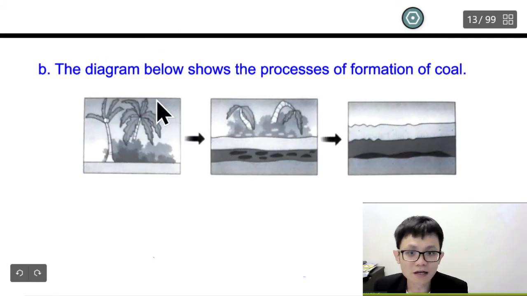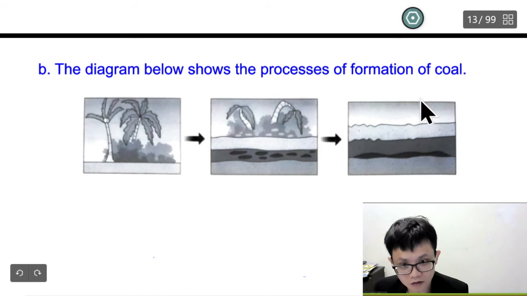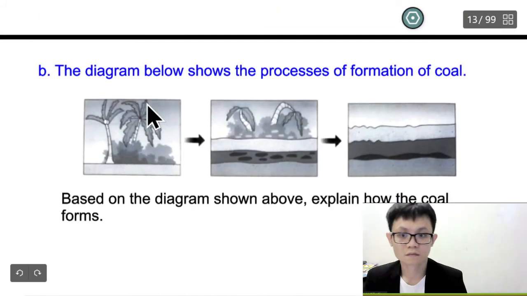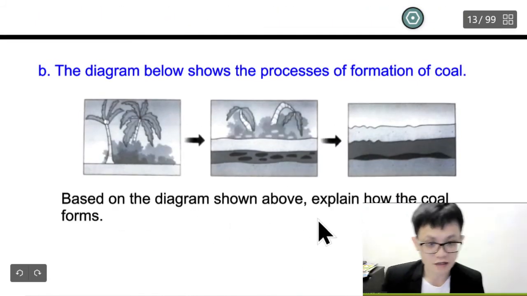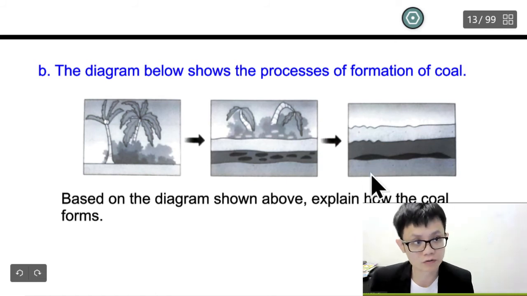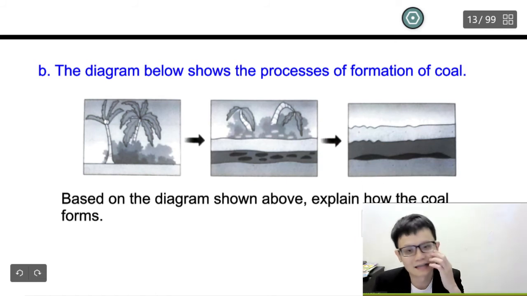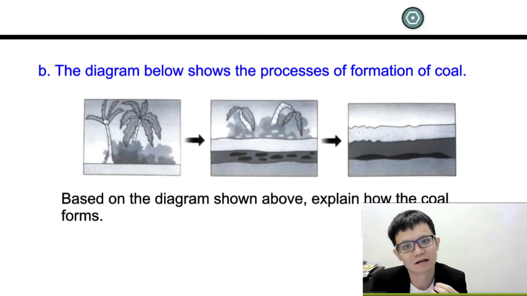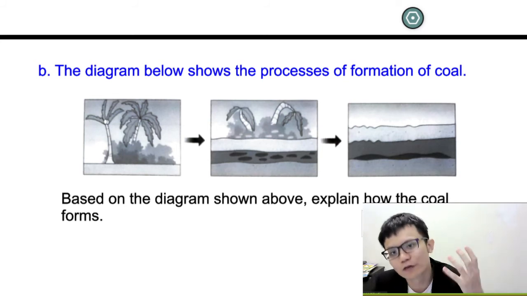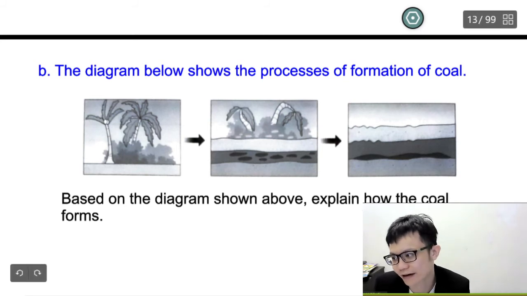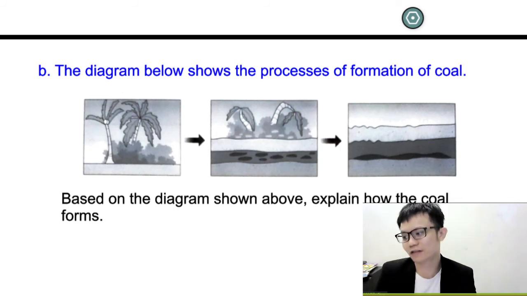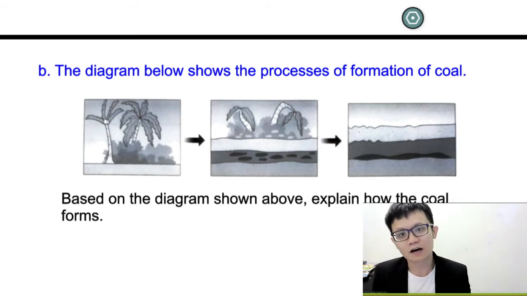The diagram below shows the process of formation of coal. Correct or not? Formation of coal. Based on the diagram shown above, explain how coal is formed. So this one is more like a KBAT question. Like, if you don't know, you are also supposed to know, correct or not? Because for coal, you only need to remember three things. Formation of coal is due to dead plants, dead animals, dead dinosaurs, but we don't say dinosaur.